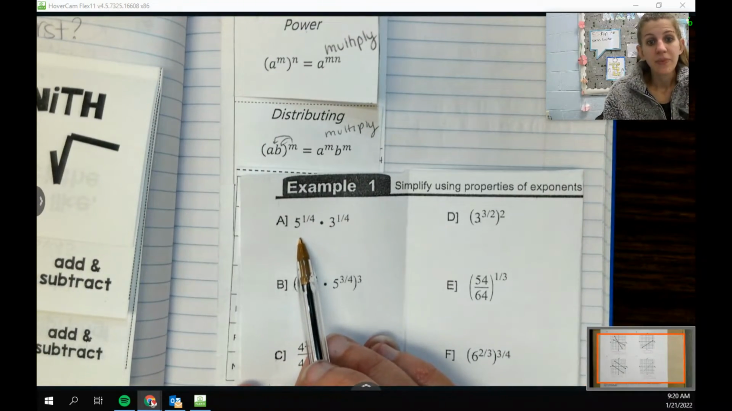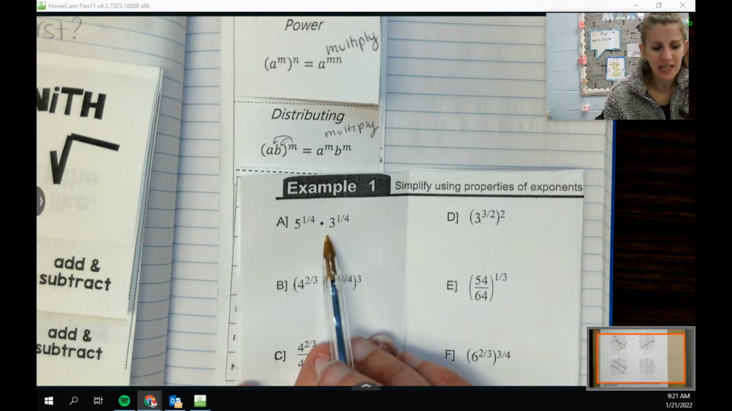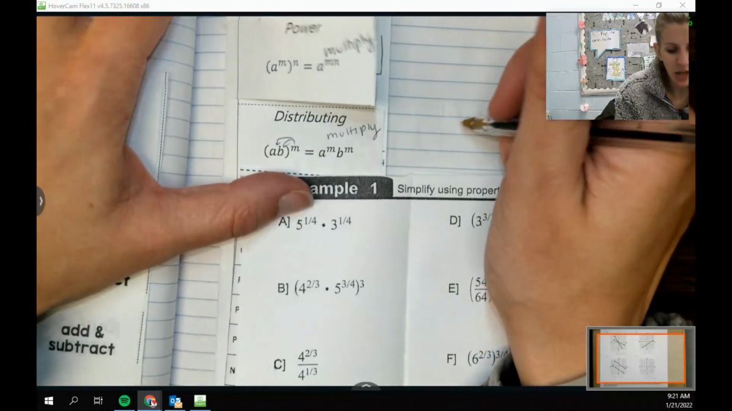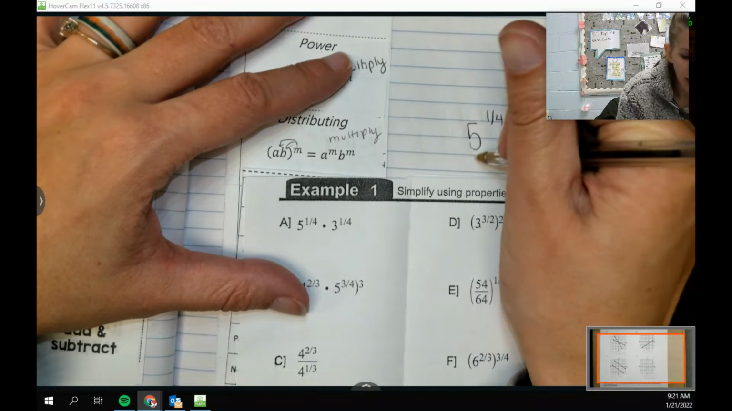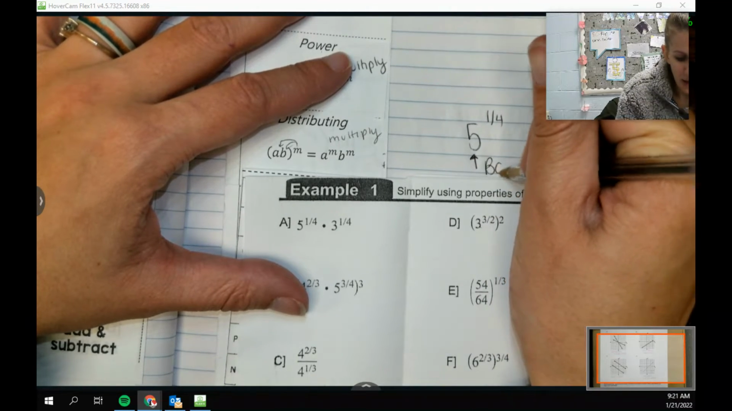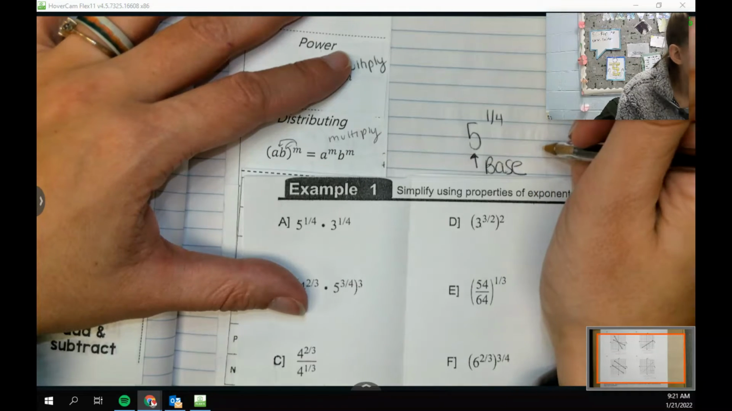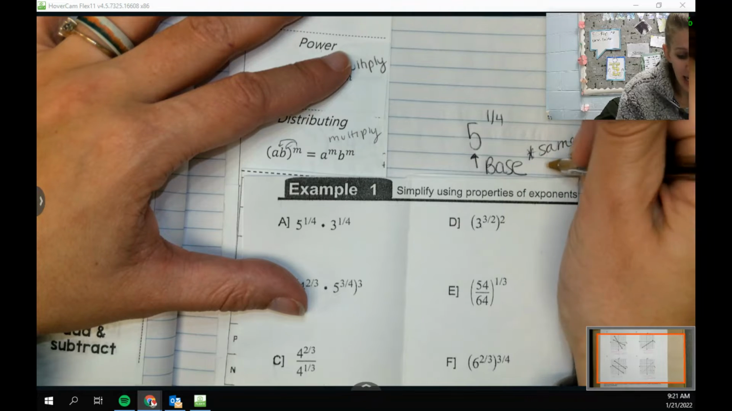Okay. Oh, well, I can't do anything on that one because your big numbers have to be the same. Maybe that's what I can put here. So when I have something like 5 to the 1/4 power, this 5 number, your big number, is called the base. We need the base to be the same, and it stays the same.